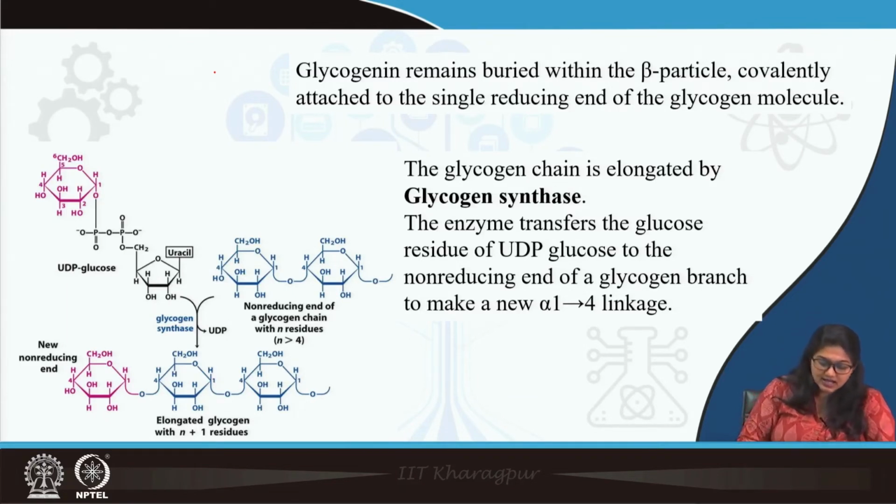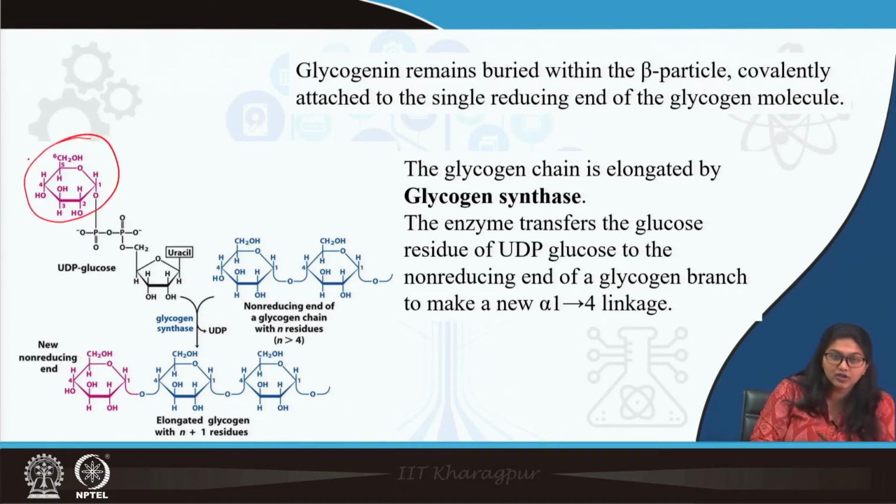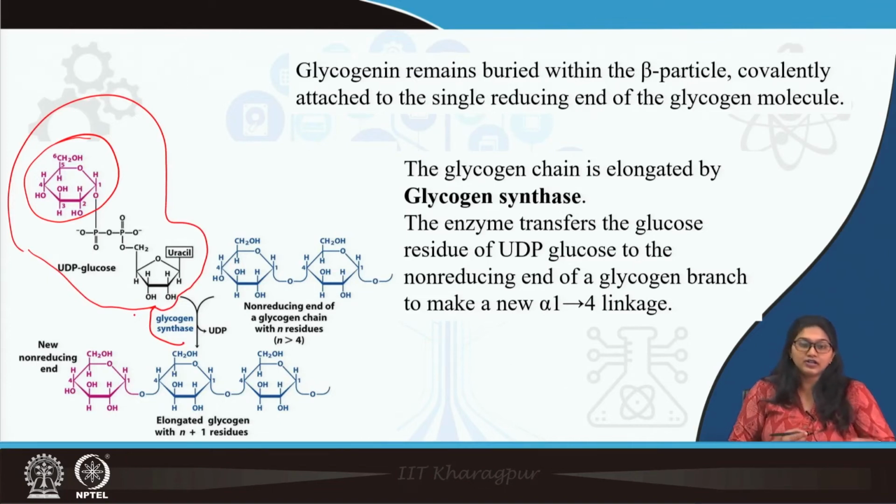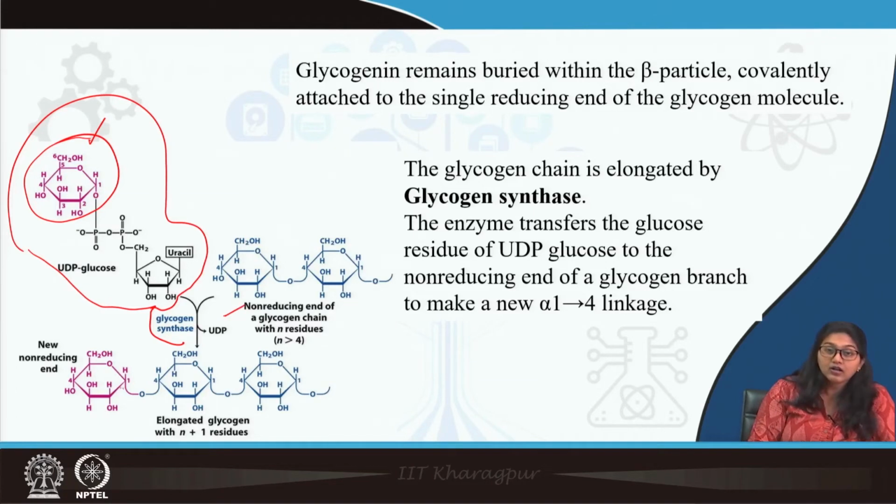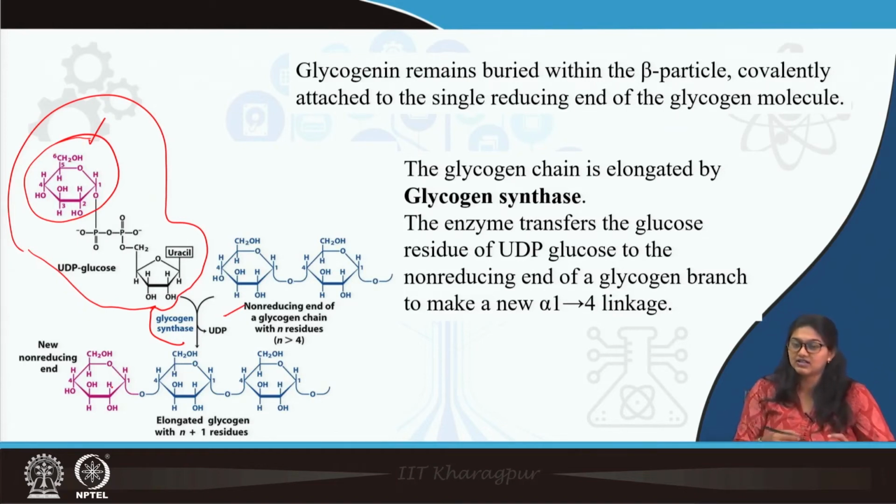So, here you can see that from UDP glucose, this is the whole UDP glucose. From here the glucose molecule is transferred to the non-reducing end of the glycogen primer, that is the existing polyglucose chain, and that chain is extended by formation of alpha 1,4 glycosidic bond with the help of the enzyme glycogen synthase.